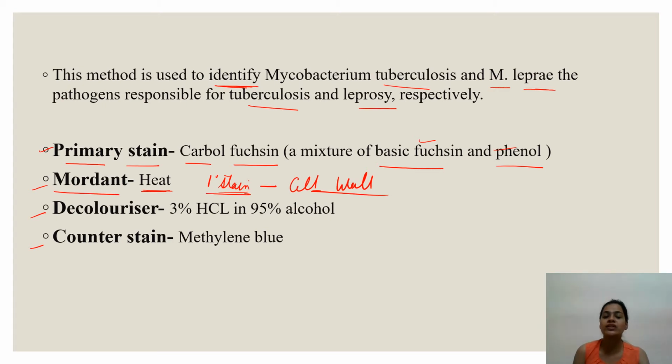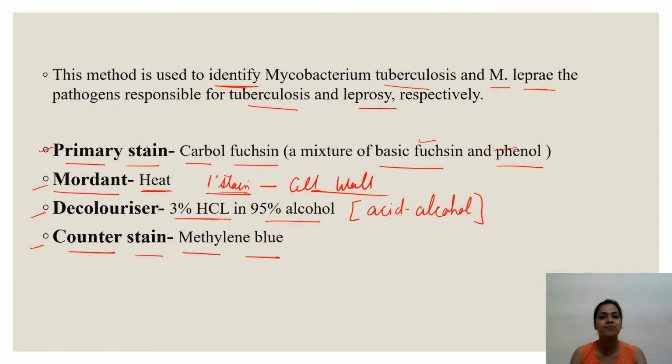After that, we'll be using a decolorizing agent, or decolorizer. That is 3% HCl in 95% alcohol, or we can say an acid-alcohol mixture. We can simply say this is an acid-alcohol decolorizer that we will be using in this staining technique. Lastly, we'll be using another dye, known as a counterstain, and in this staining we'll be using methylene blue as the counterstain.